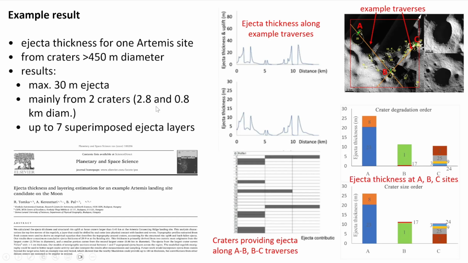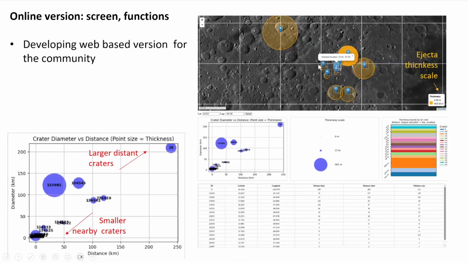For example, there are two main craters which provide most of the ejecta. It is maximum 30 meters, counting only the coincided craters, not larger, further away craters. But if they provide, and they did, this ejecta is probably below this top layer. And you can identify 7 superimposed ejecta layers if you consider all the local craters. Here is the tool. How will it look like?